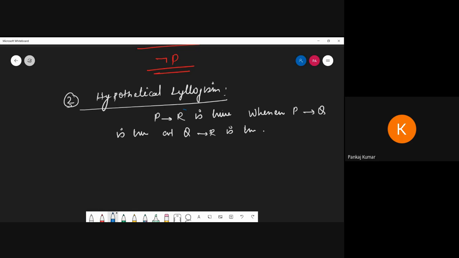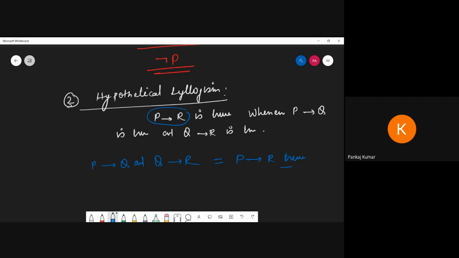Okay, so this is the transitive property. If P implies Q is true and Q implies R is also true, then you can directly write that P implies R will always be true. So that is the meaning. If P implies R is true whenever P implies Q is true and Q implies R is true. So we can create a proof table also, no problem.